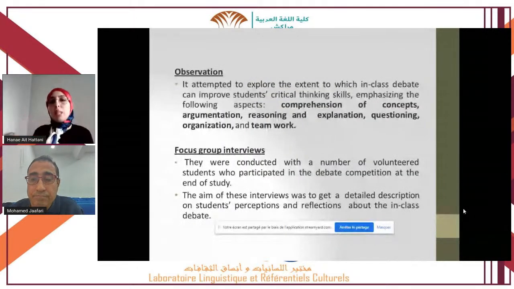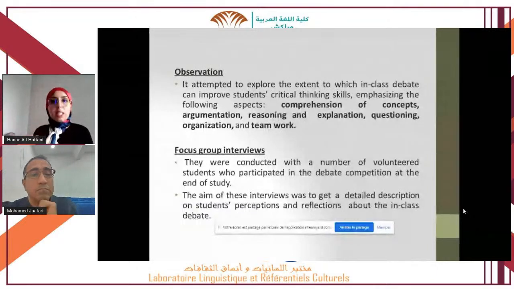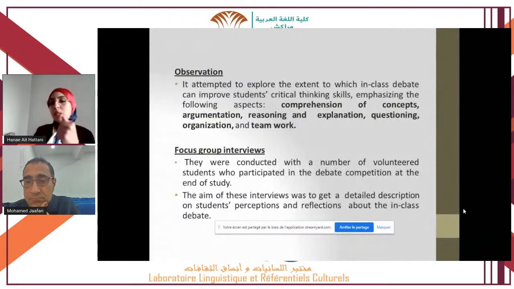While the debate was taking place, the researcher was conducting an observation which attempted to explore the extent to which in-class debates can improve students' critical thinking skills, emphasizing the following aspects: comprehension of concepts, argumentation, reasoning and explanation, questioning, organization, and teamwork. And then at the end of the debate, some volunteer students were invited to sit for a focus group interview. The aim of these interviews was to get a detailed description of students' perceptions, attitudes, and reflections about the in-class debate they participated in.